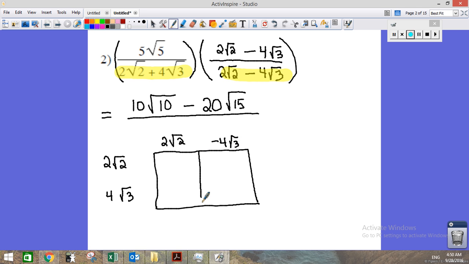For those of you that are doing FOIL, the first terms times each other is just this first box. Then the outside terms, the 2 radical 2 and the negative 4 radical 3 is this box, and then the inside terms, when you multiply them together. So the table really is FOIL.